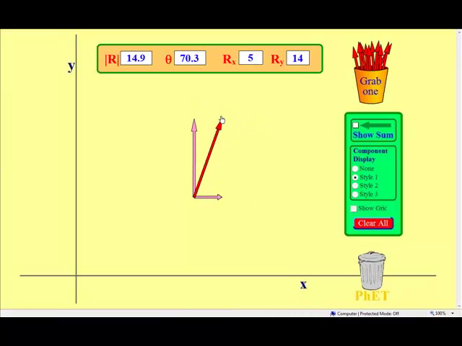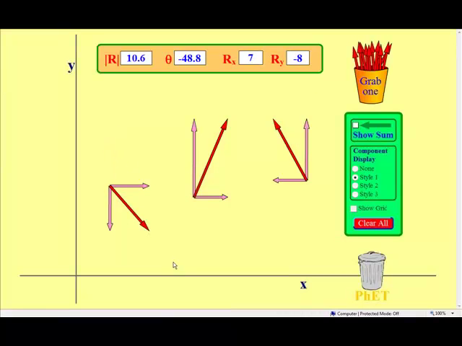Okay. What I'm going to do, I'm going to add another arrow. Okay, let's do it this way. And then add another arrow. Let's go this way. Okay, this one is 10.6. The angle is minus 48.8 degrees. We have an amount that's equal to 7 along the x, and minus 8, we have the minus to tell us it's pointing down.